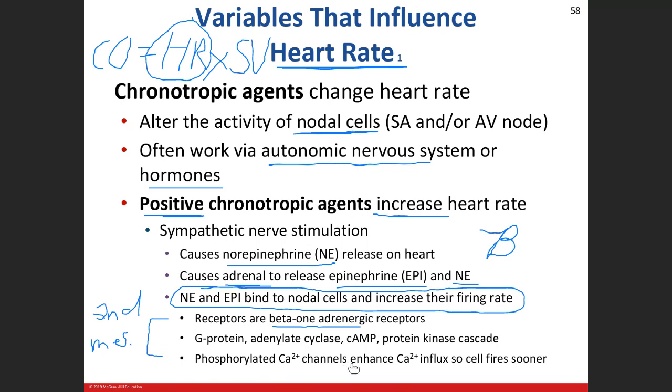So the chronotropic agent, that would just be something that increases your heart rate? The positive chronotropic, yeah. It's going to affect the heart rate only, not the stroke volume. But what is it exactly? Is it an activity that's increasing it? Oh, I see what you're saying. It's not a stimulus. For here, it's a molecule.